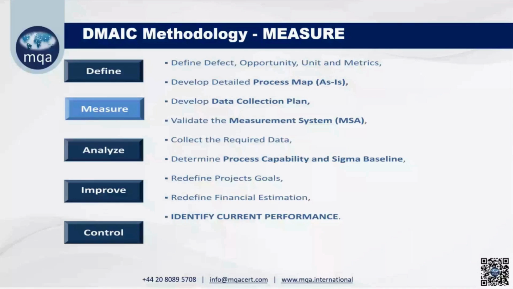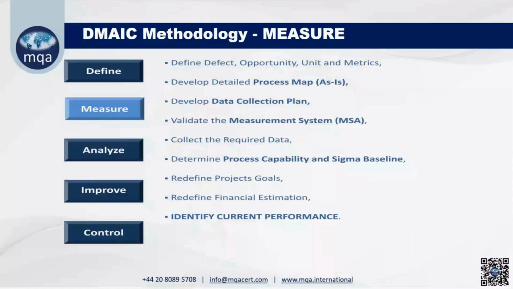Because unless we know where we are standing or where we are at the current level, how will we know where we are as compared to the standard companies and where we want to go? So measurement is very important. So in measurement, define the opportunity, defect, opportunity, unit, and metrics. Metrics means measurement systems. Detailed process map. Process map is basically what we have to see is analysis, like what has to be done and what we are doing. Develop a data collection plan.